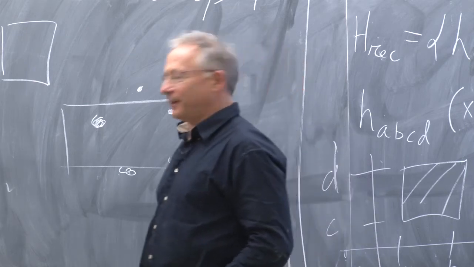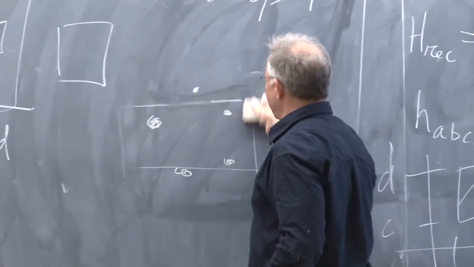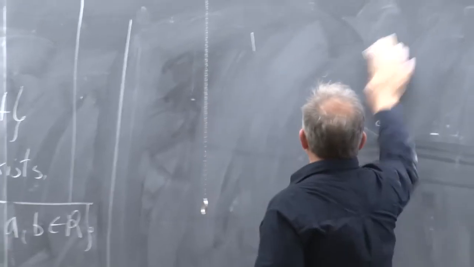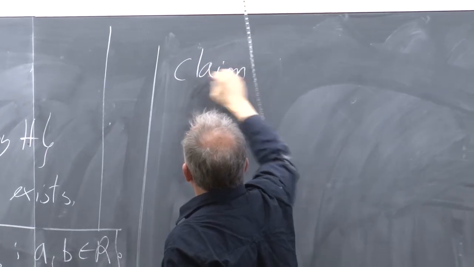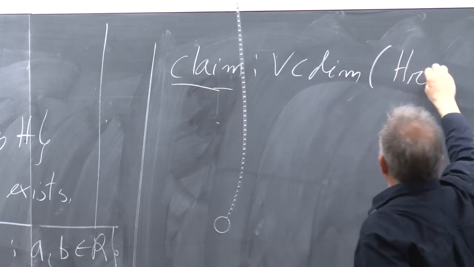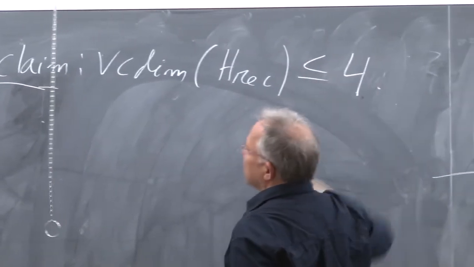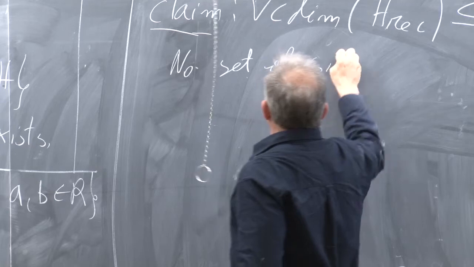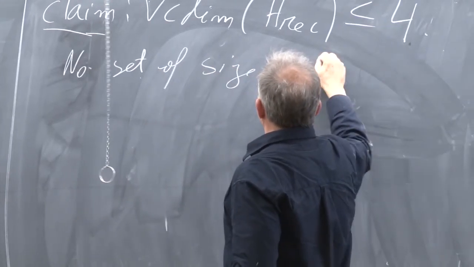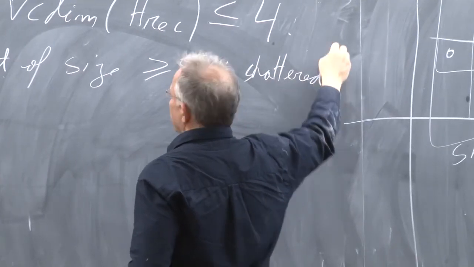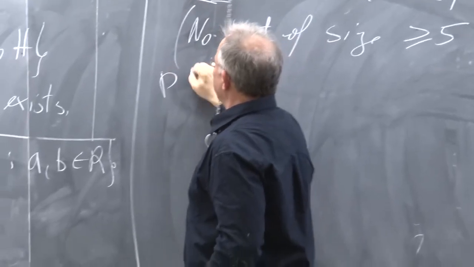So I claim that no set of 5 points is shattered, but we need a proof. Things here are becoming a little bit, a picture now will not suffice. So I have a claim here that the VC dimension of H rec is at most 4. In other words, no set of size greater or equal 5 is shattered. Proof.